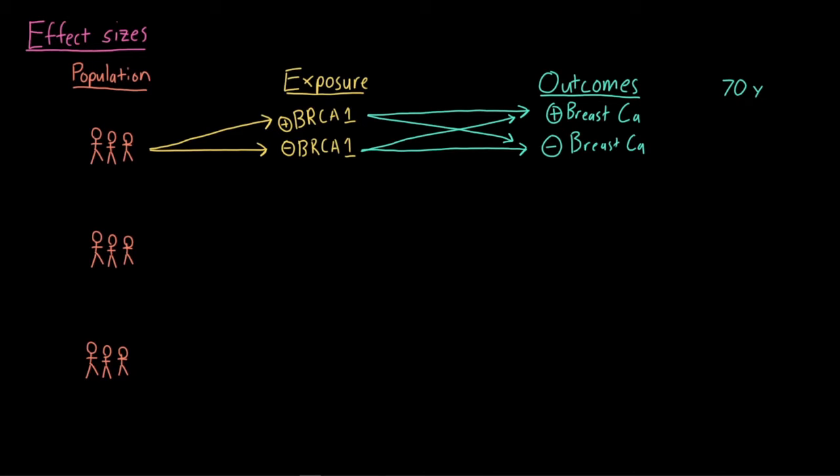These data show that at 70 years old, 87% of women with BRCA1 will develop breast cancer, and 17% without BRCA1 will also go on to develop breast cancer, which we can think of as the baseline rate. Therefore, the relative risk of developing breast cancer while BRCA1 positive is 87% divided by 17%, which is 5.1. The attributable risk is 87% minus 17%, or 70%.